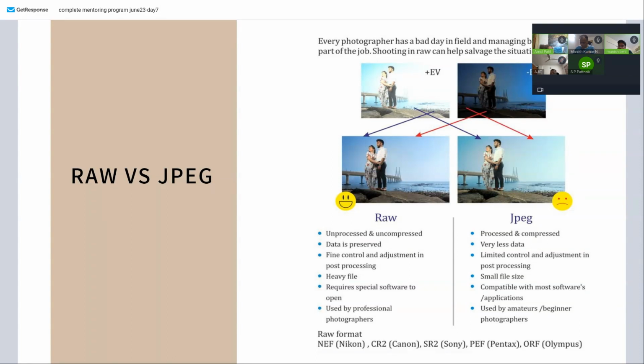Whenever you are using RAW, you get a lot of tolerance while changing the exposure or bringing the details out of the shadows and things like that. Whereas JPEG has limited control and adjustment in post processing, because already camera has processed and given it to you. RAW requires special software to open. Raw images will not open on anything and everywhere.